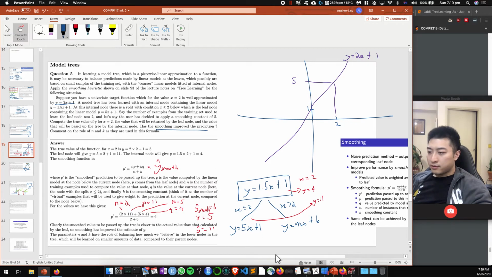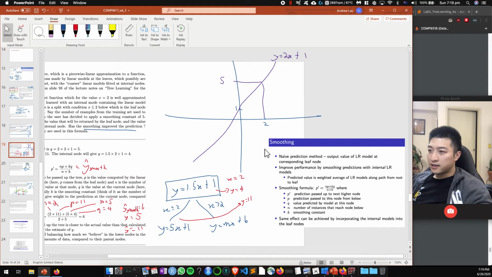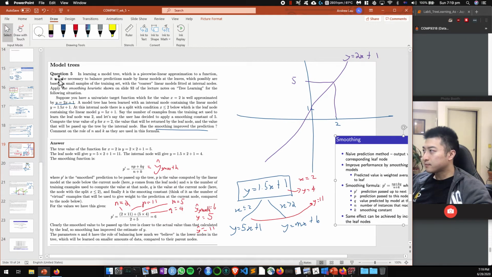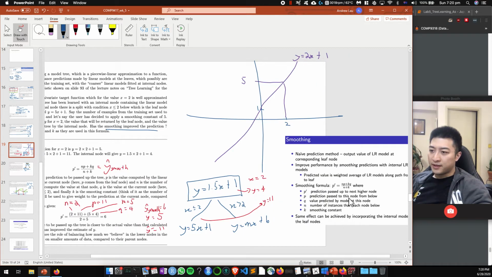So the smoothing formula used has been placed here, right? It's a weighted average, and you look at the number of observations in the root and the leaf, and you smooth out the prediction between the root, the node, and the leaf. So you plug it into the formula, and it's basically set up like this. You're told that there's the root node of 1.5x plus 1, and then there's a split condition on x, less than 2 or greater than 2, and you have 2 more models. And then you're told a few parameters. Basically, you just plug it into this formula here to work out your p dash, which is your smooth prediction.